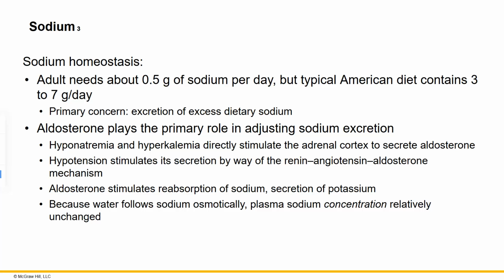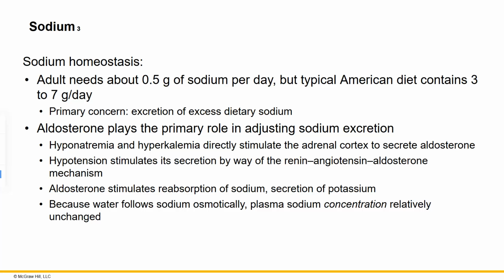Hyponatremia. So hypo means less, hyper means more. Na is the chemical symbol for sodium, Na. So hyponatremia is having not enough sodium. Hyperkalemia, the K is for potassium, that means you have too much potassium.